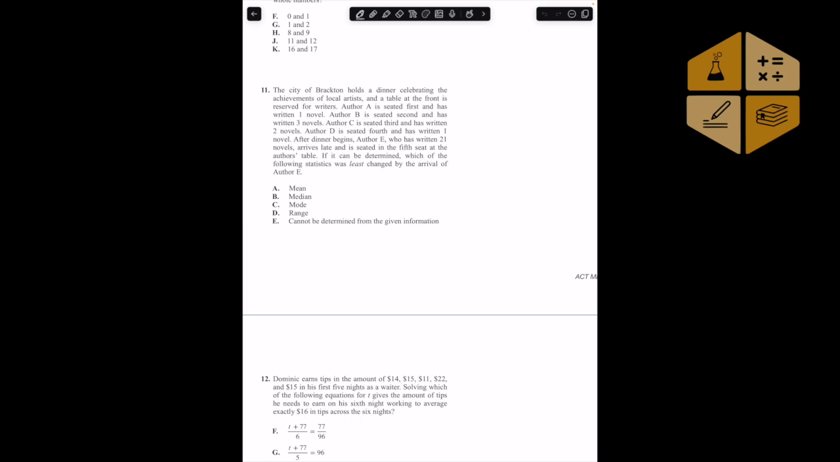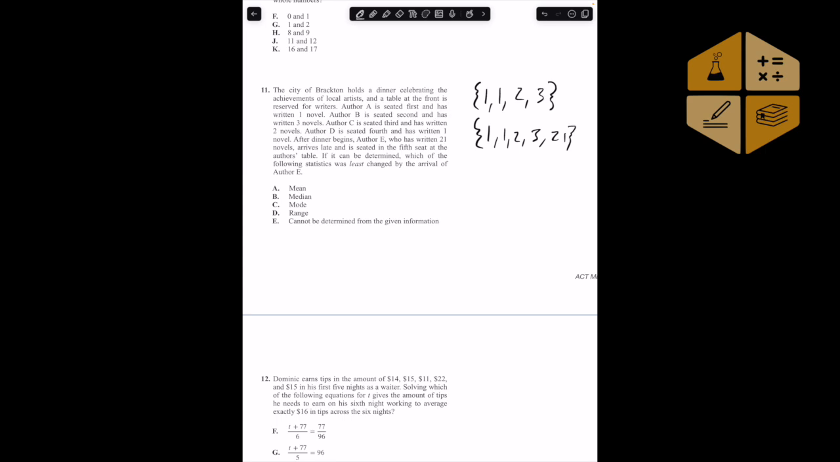So here we go. What we're dealing with here is a set of numbers, of course, that gets changed by the addition of author E. So I'm going to go ahead and put these numbers in numerical order, meaning we have one person who's written 1 novel, another one who's also written 1, then we have someone who's written 2, and then we have someone who's written 3, and then that gets changed, right, with the addition of author E. So that goes from 1, 1, 2, 3 to 1, 1, 2, 3, 21. Okay, so if we wanted to, we could calculate the mean, the median, the mode, and the range, given what we just talked about, for these two different sets of numbers and see which one was actually changed the least.